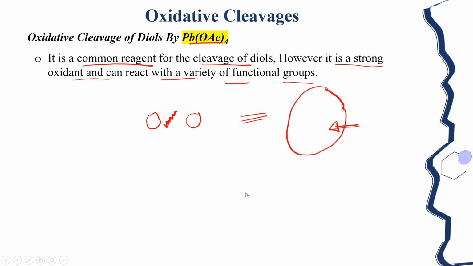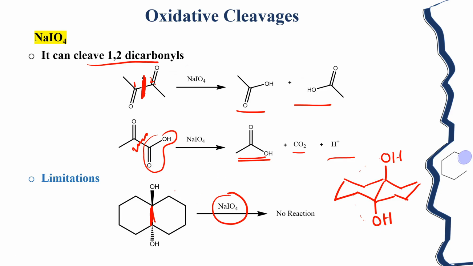For example, in the previous case I have told you that this type of compound cannot be cleaved, that particular CC bond cannot be cleaved by the NaIO4, but it can be cleaved via Pb(OAc)4. How? Because Pb(OAc)4 is actually coordinating with this, and it liberates one OAc minus.